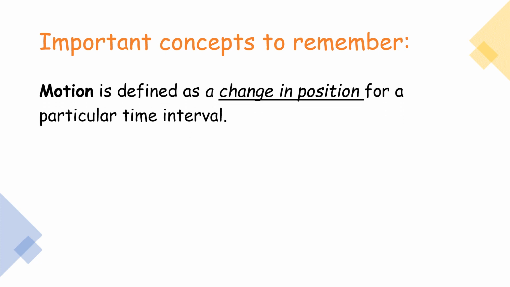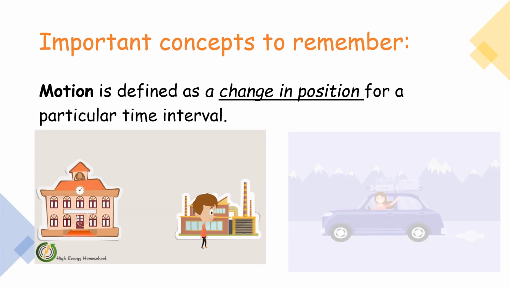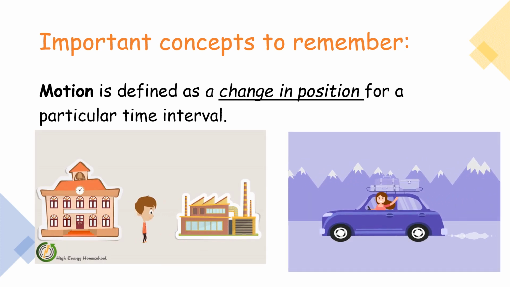Motion is defined as a change in position for a particular time interval, meaning anything that has moved from one place to another, we may say that it is in motion. Just like when you walked from your house to school or drove a car to go to the mall.